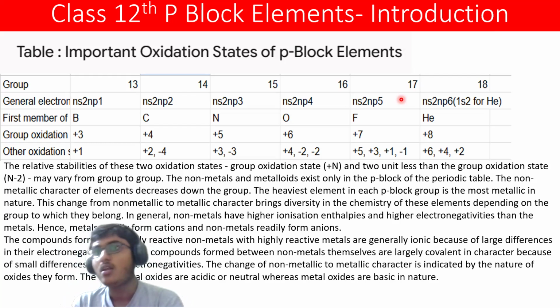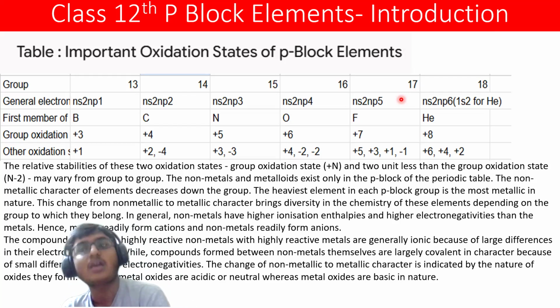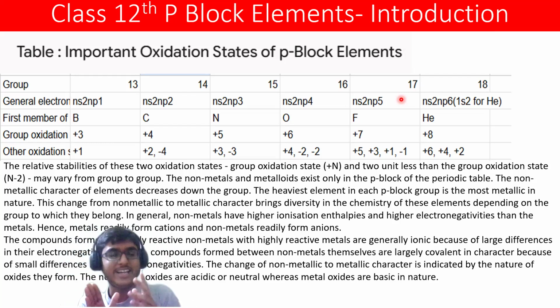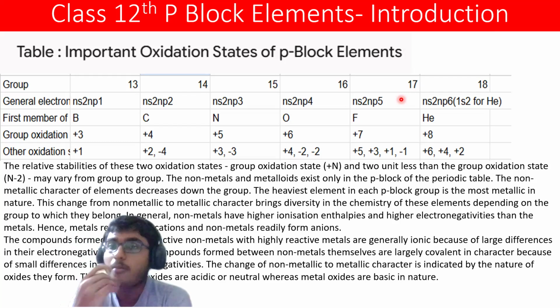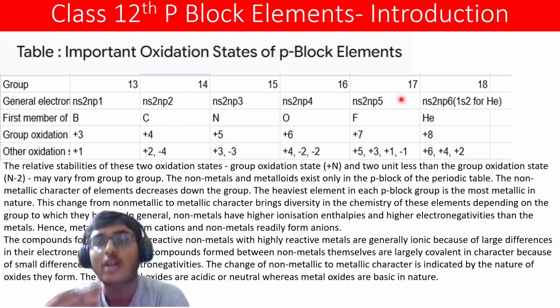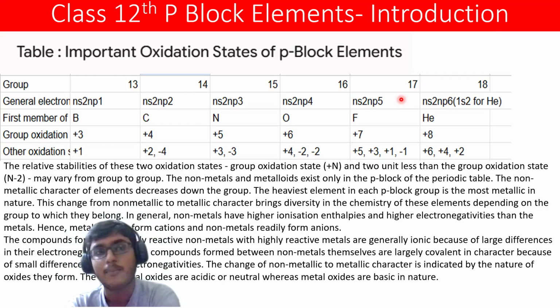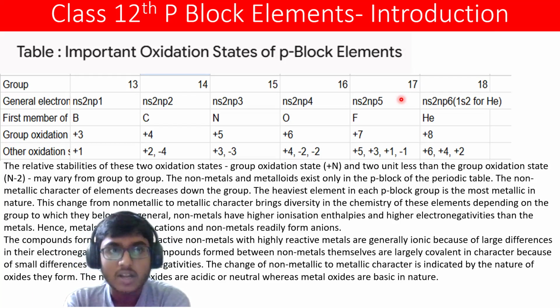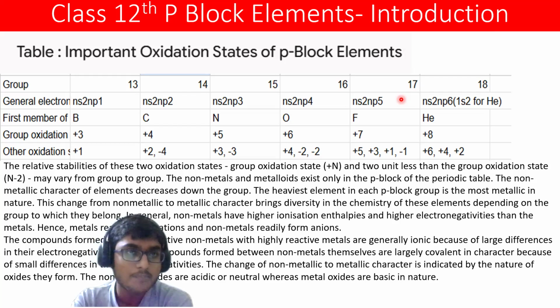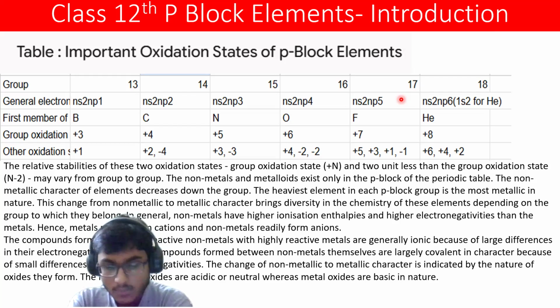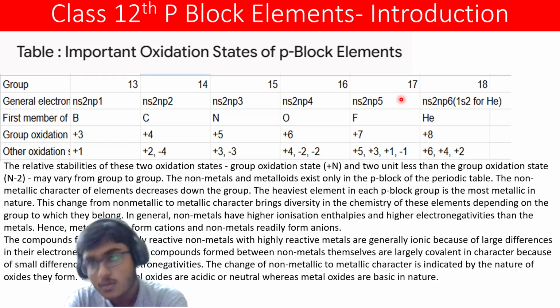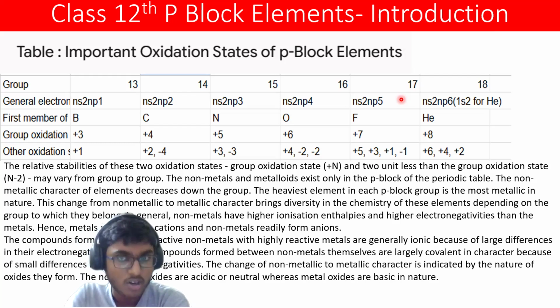So let's talk about group 18. Group 18 has the ns2np6 configuration, which shows a slightly novel, noble gas electronic configuration, with the first member helium, the leading family of the helium family. The group oxidation state is plus 8. As you can see, it is completing the octet, isn't it? So we can say the group oxidation state is 8.